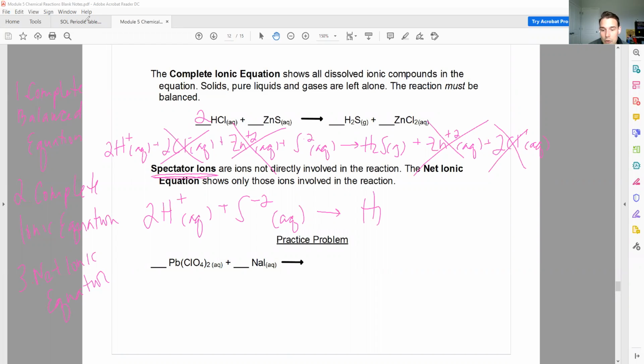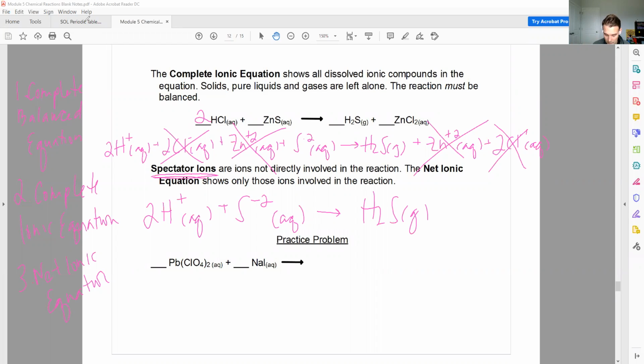Gives me H2S as a gas. So what is a net ionic equation? It's basically showing you, what do I see happening? What is actually involved in this reaction? So it's the 2 hydrogen ions reacting with a sulfide ion to give me the dihydrogen sulfide gas. That's what is happening. That's what I can see.